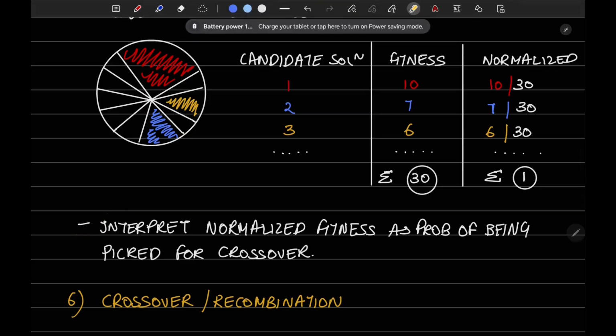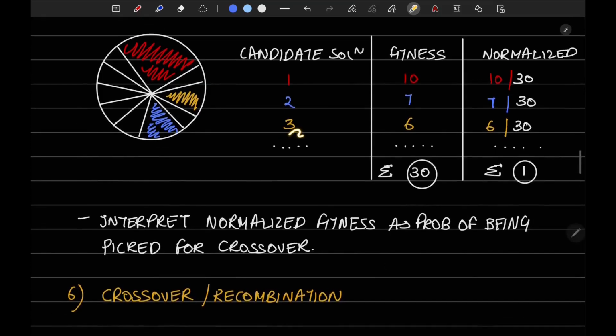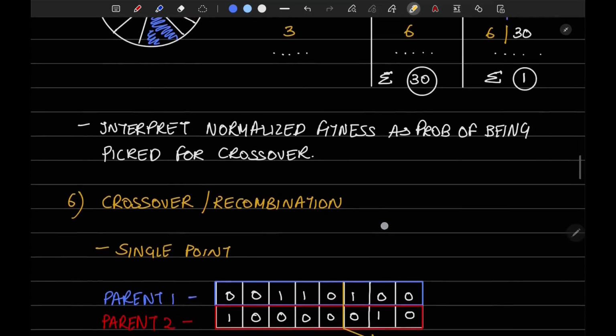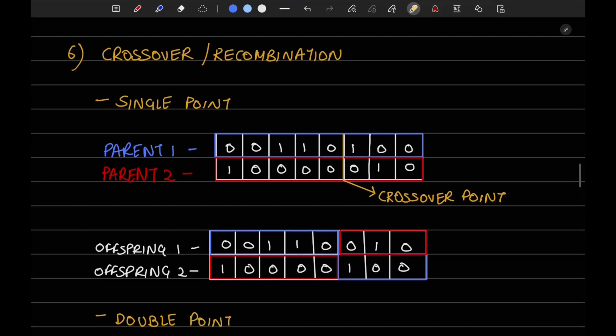The important thing to note is even the weaker solutions still have a chance of being picked. It's just much lower than the fitter ones. Moving on to crossover. In this step, we pick two parents using the selection methodology that we've just discussed, and we combine their parts to create new offsprings.